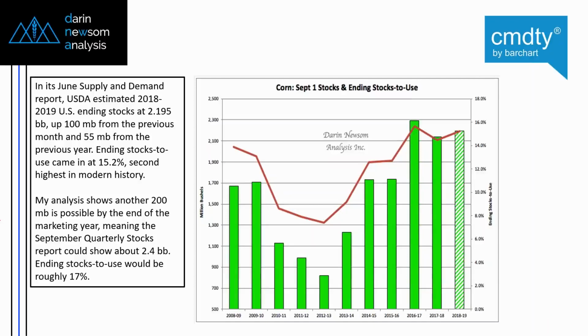If you look at this chart, that takes it past what we saw in the 2016-17 marketing year. We would actually have the highest ending stocks on record if we get to that 2.4, and it would take ending stocks to use to 17%. So we are staring down the barrel of an increasingly bearish supply and demand situation in old crop corn. Very important to remember, I'm talking about old crop corn, the 2018-19 marketing year. Okay, Michael, let's go to the next slide.